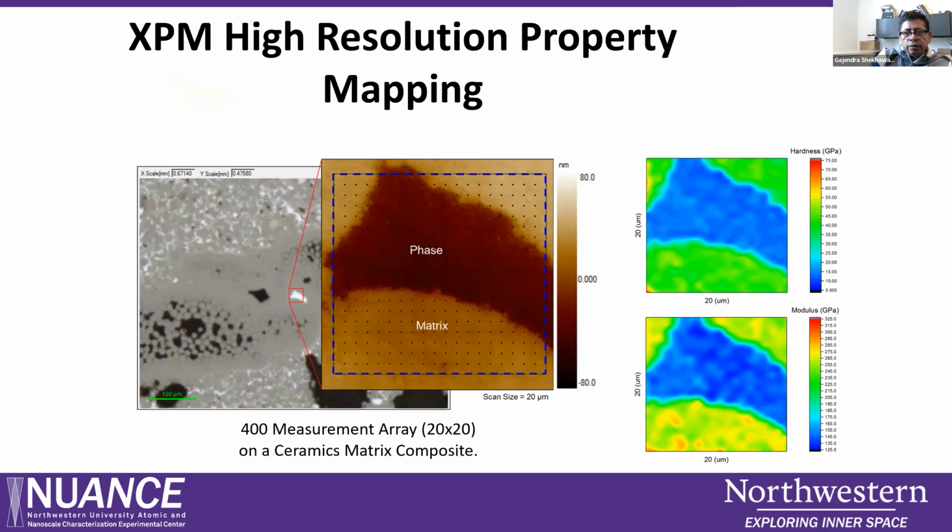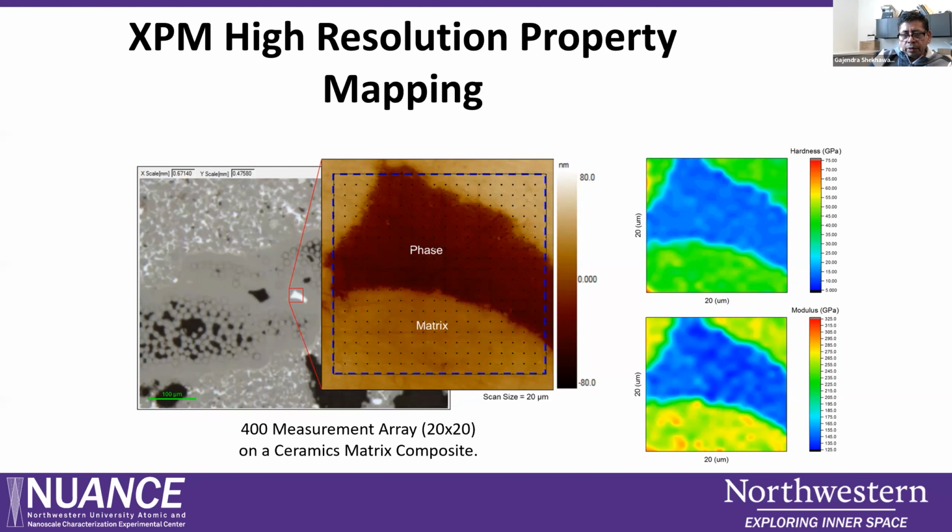For example, this is a ceramic matrix composite. The left side is the optical view, and you can see it has two components, the matrix and different phase components in different materials, with different contrasts. Then you can create an array, a grid. You can create whatever you want, 20 by 20, 100 by 100. On the right, you can see a modulus map that gives the modulus and the hardness.